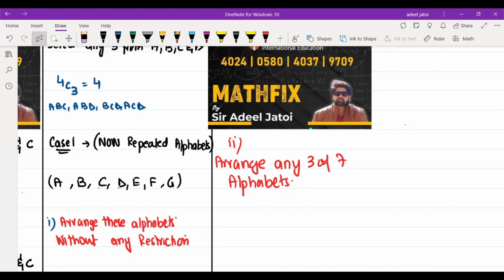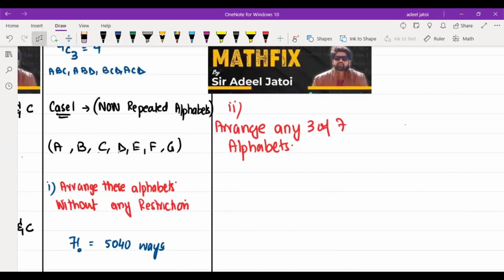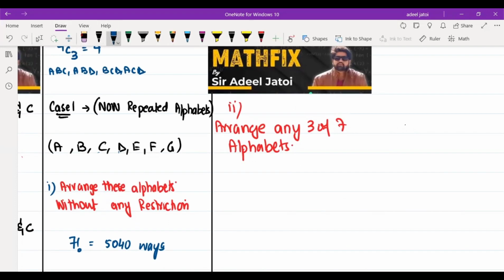We used 7 factorial. But now, since I need to arrange, I will be using factorial, but before arranging, I'll be choosing as well. I'll choose 3 letters out of 7. So this should be 7C3 into what? 3 factorial. The answer will be 210.